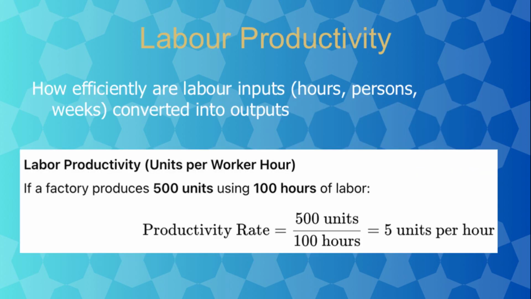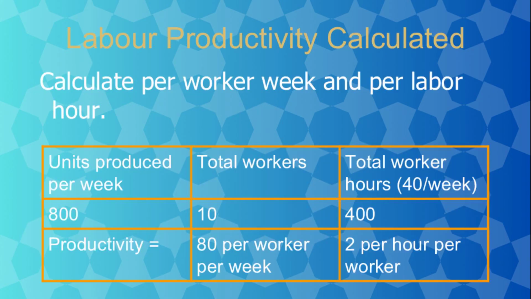Labor productivity measures how efficiently labor inputs are converted into outputs. For instance, if a factory produces 500 units using 100 hours of labor, the productivity rate is 5 units per hour. Let's calculate labor productivity per worker per week and per labor hour. If 800 units are produced per week by 10 workers working 400 hours, the productivity is 80 units per worker per week or 2 units per hour per worker.